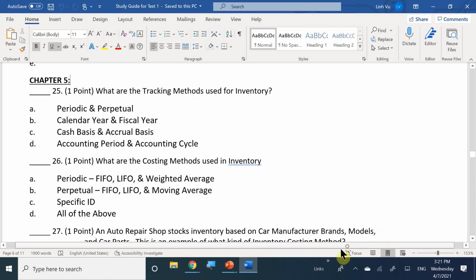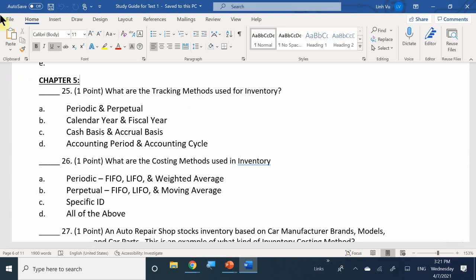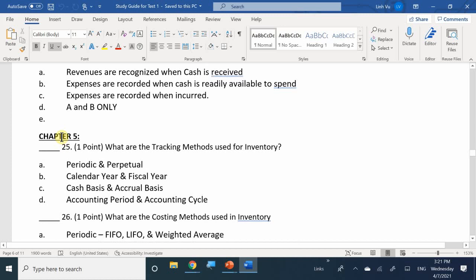All right, so here we are back to our study guide review. This is where we left off yesterday. We are now going to complete the chapter 5 section. So here we are, number 25.